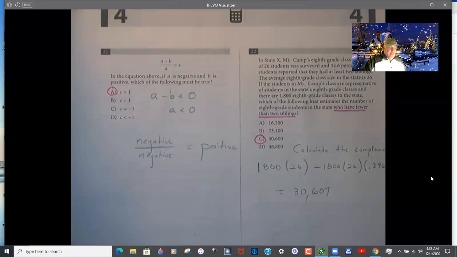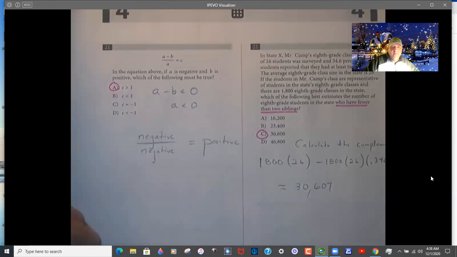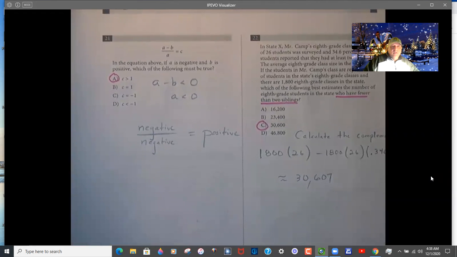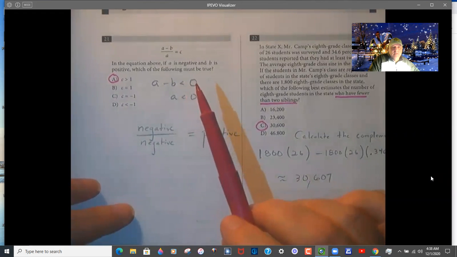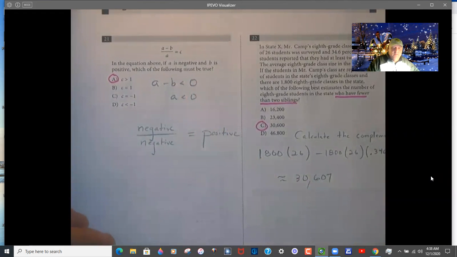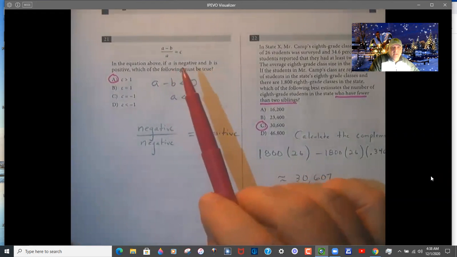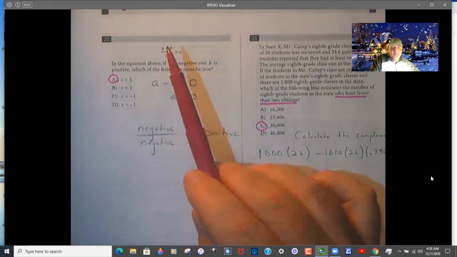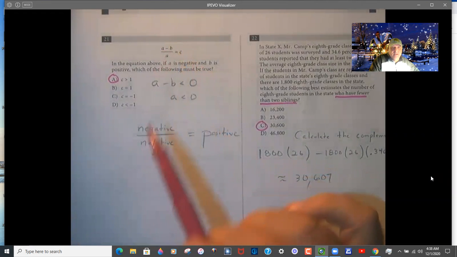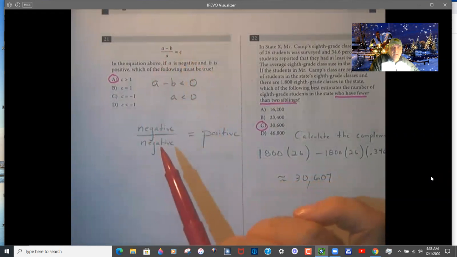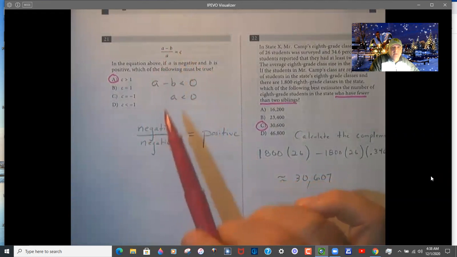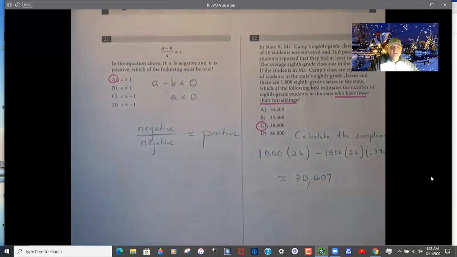And these are the last 20 problems on pretest number 5 on the math portion. So this problem 21 is a question about, like, a negative over a negative is a positive, and so forth. So A is negative and B is positive. So if that's the case, then A minus B will be negative. And then A is negative, so you're dividing a negative over a negative on the left side.